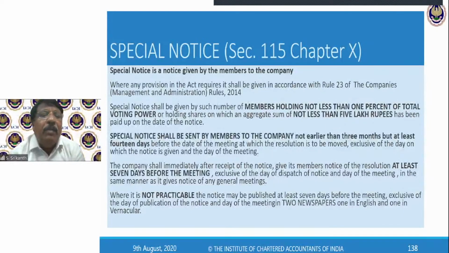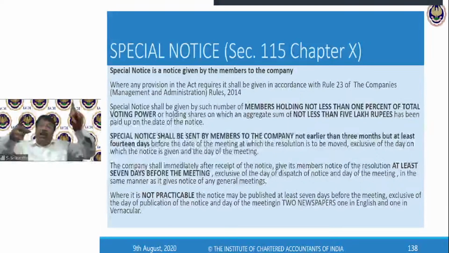Special notice shall be sent by members to the company not earlier than 3 months, but at least 14 days before the date of the meeting at which the resolution is to be moved, exclusive of the day on which the notice is given and the day of the meeting. The company shall, immediately after receipt of the notice, give its members notice of the resolution at least 7 days before the meeting. See, this will be very similar to appointment of a person other than the retiring director.